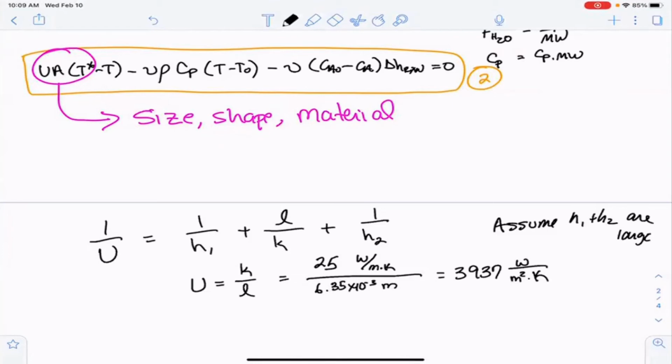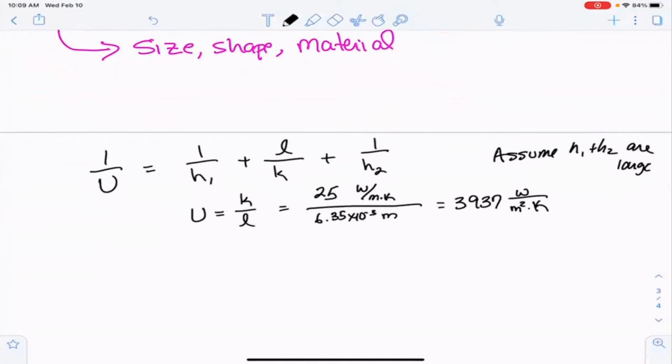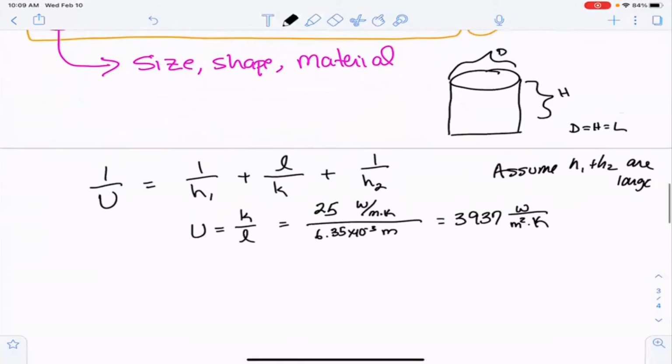The next thing that we need is A. And so we're going to need to make some kind of assumption about the shape of the vessel. So the thing that we're going to assume here is that we did a problem on a CSTR, right? So we have some CSTR, and it's going to have some diameter, and it's going to have some height. And here we're just going to assume that they're the same, right? So our aspect ratio is 1. So we're going to say that D is equal to H, and we're just going to call that capital L. So we don't have to track D's and H's around.